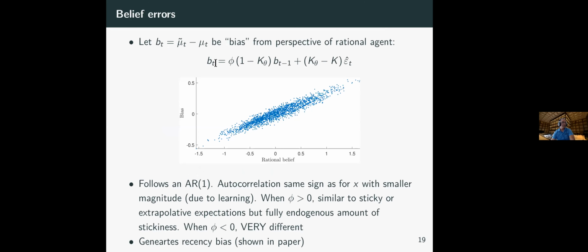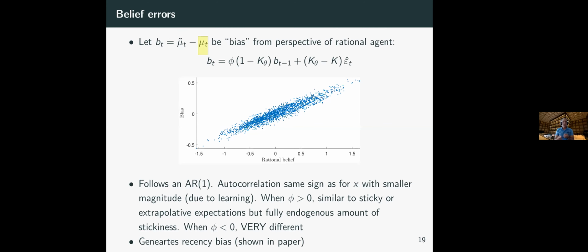In this model, I can solve for belief errors. So mu tilde is going to be the posterior mean of the exaggerated likelihoods agent. Mu t is going to be the posterior mean of a rational agent. And so the difference between these is the bias. If you ask, what's your best guess? One person tells you mu tilde, one person tells you mu. The difference in that we call the bias.